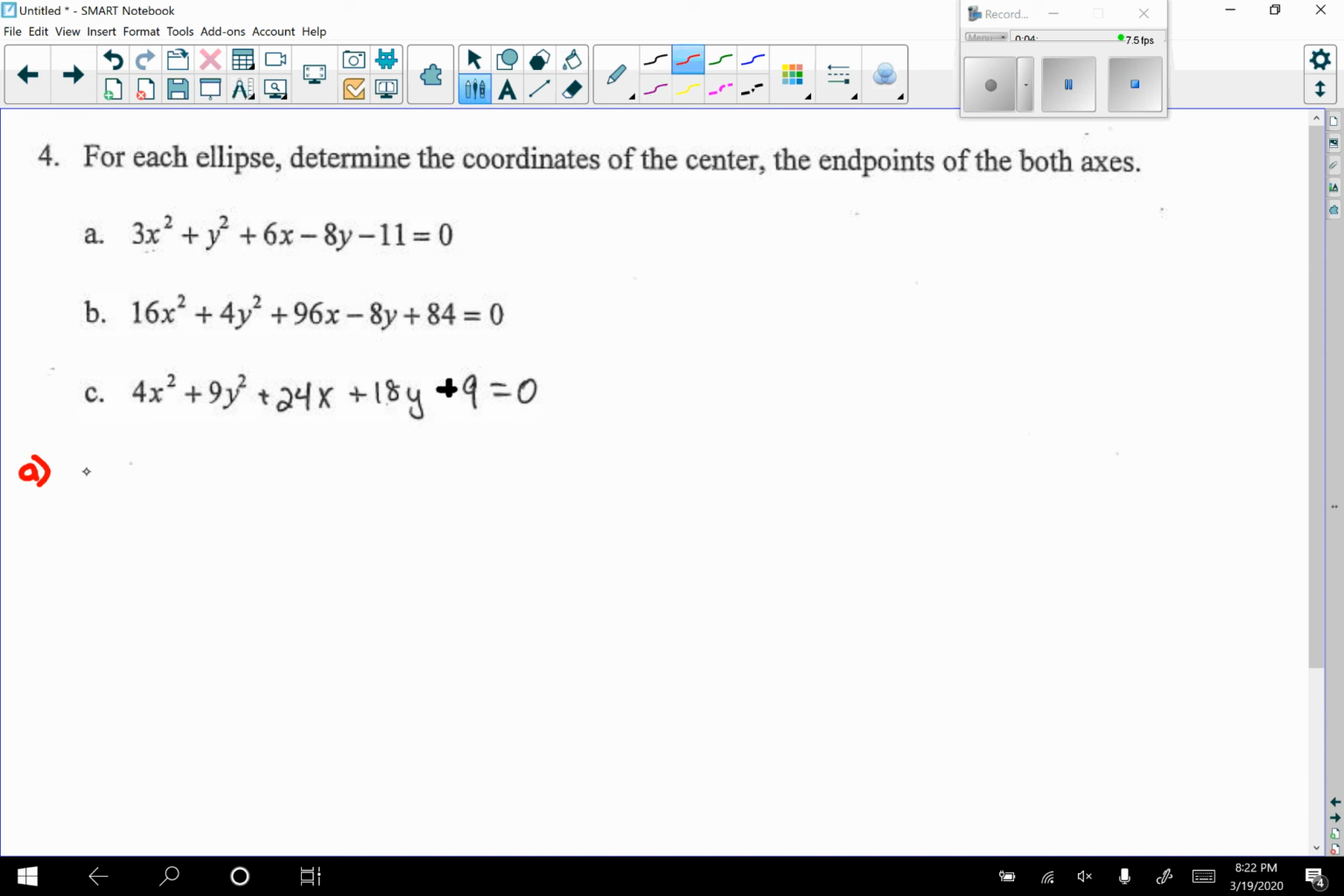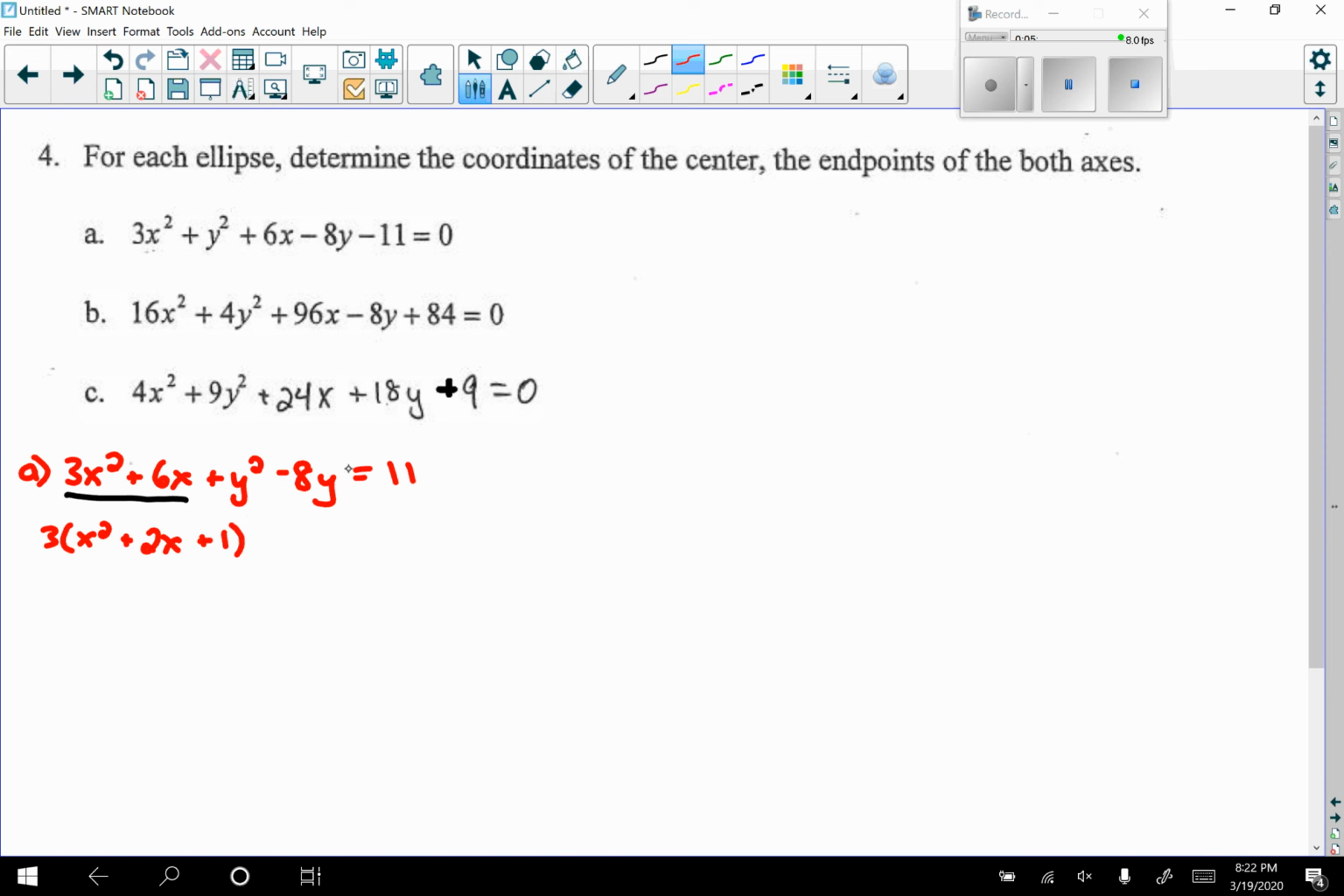What I'm first going to do is group the x terms together. So we have 3x squared plus 6x, then plus y squared minus 8y. I'm going to move the 11 to the other side. So what I first want to do is factor out a 3 from the first two terms, leaving us with an x squared plus a 2x, and then half of 2 is 1, 1 squared is 1.